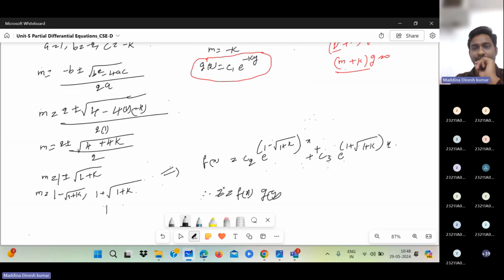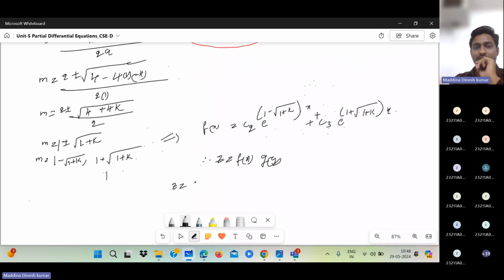So here z equals c1 e to the power of minus ky into c2 e to the power of 1 minus square root of 1 plus k into x plus c3 e power 1 plus square root of 1 plus k into x. So this is our required solution. That's it. This problem is over.